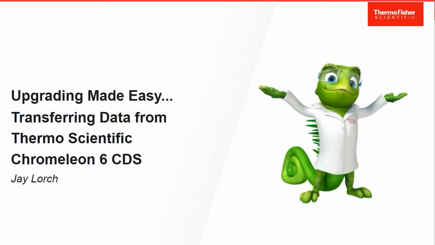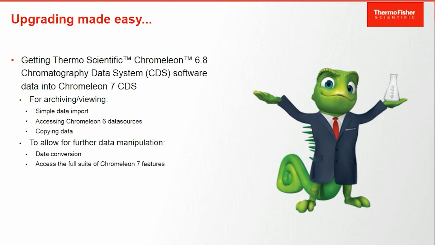So depending on what you want to do with your data, once you get into Chromeleon 7, there may be one or two different steps that you'll need to go through. The first one is basic import so that you can archive your data and actually view it in the future. The second is converting the data to Chromeleon 7 data and then to be able to manipulate that data once it's been converted, and to also be able to access all the different features and tools that Chromeleon 7 offers.